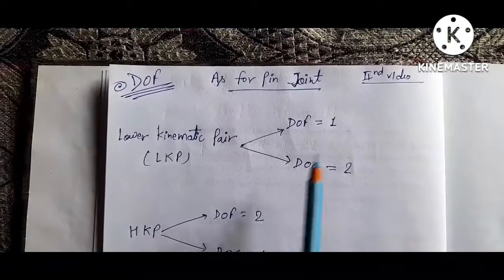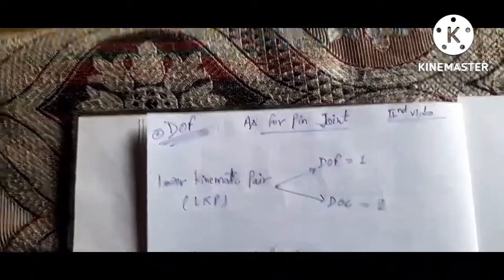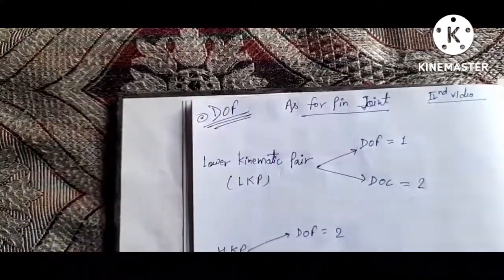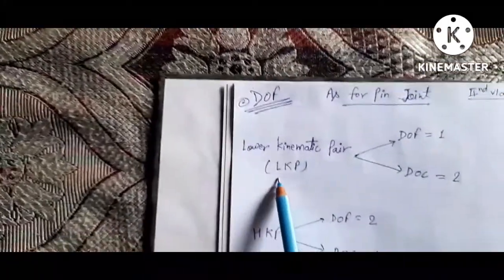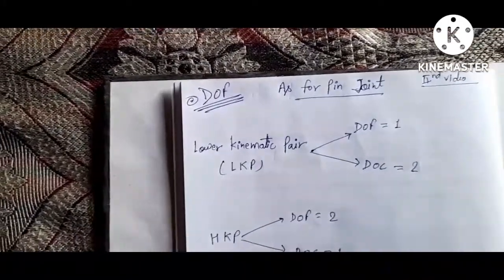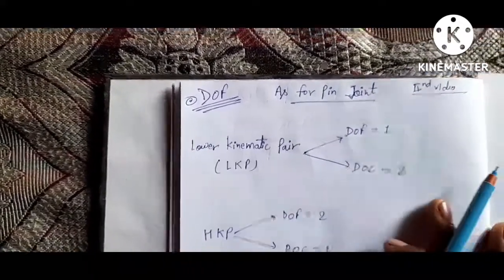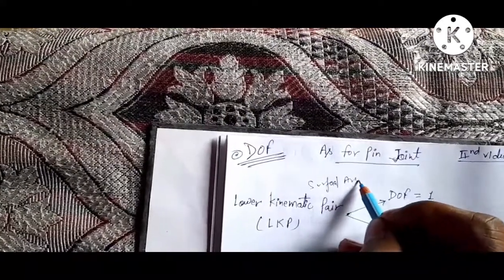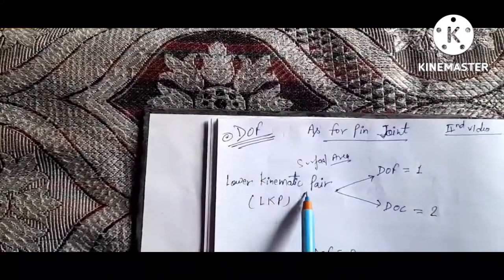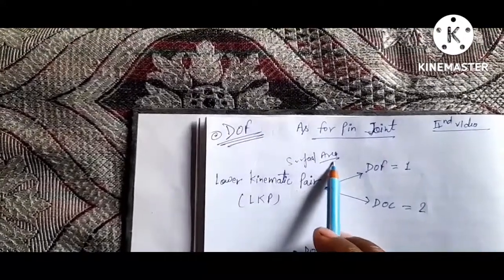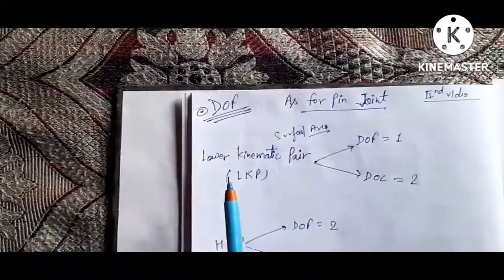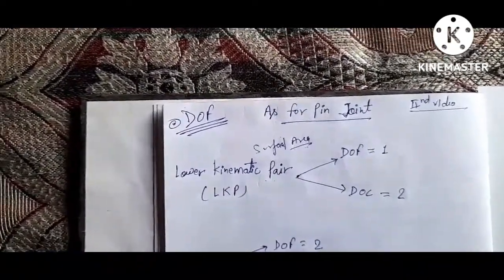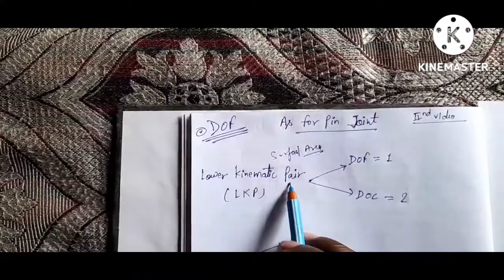Hi friends, in the second video we try to use some formulas in degree of freedom. So this is for a pin joint, here a lower kinematic pair. So what is a lower kinematic pair? If the nature of contact is surface or area type, then this is known as a lower kinematic pair. If surface contact or area contact, then this is LKP. Examples: hinge, pin joint, bearing contact, screw contact. So many examples of lower kinematic pair.